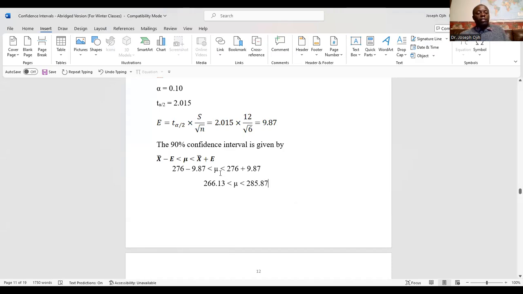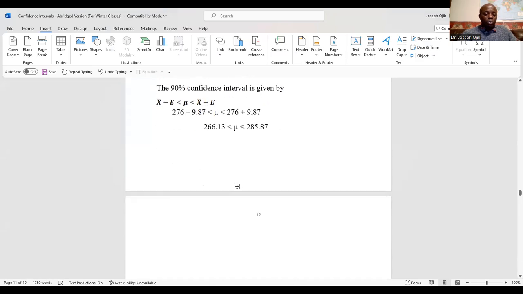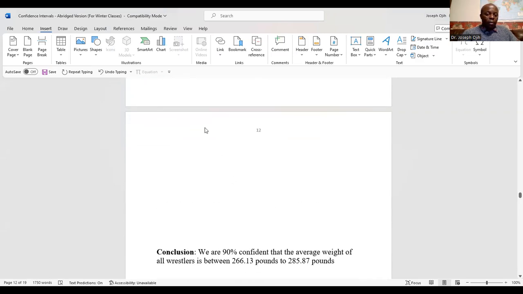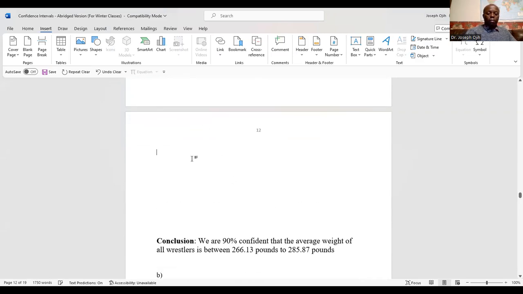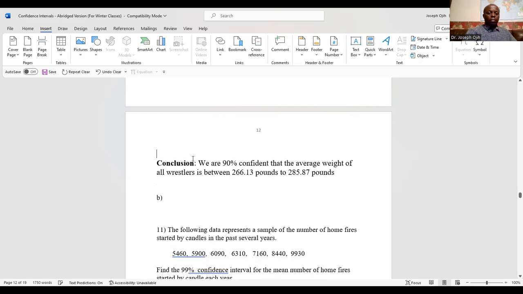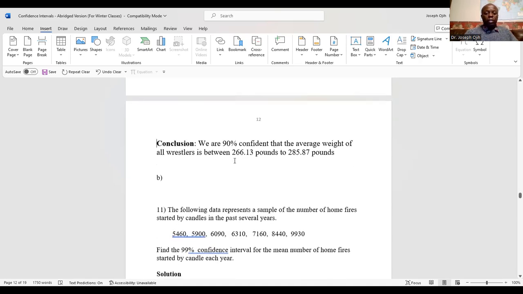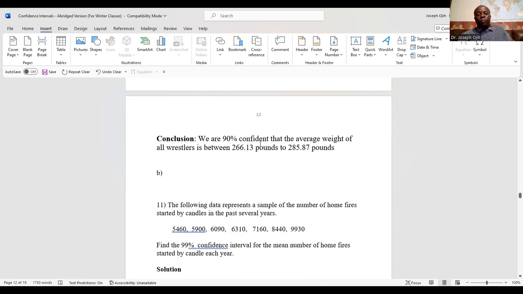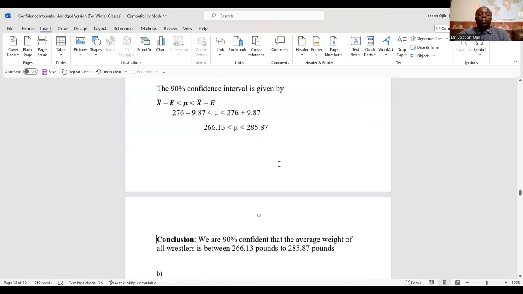So that the 90% confidence interval lies between these two numbers. So how will I conclude here? This is how I read my conclusion: we are 90% confident that the average weight of all wrestlers is between 266.13 pounds and 285.87 pounds. Now, that is how we got it.